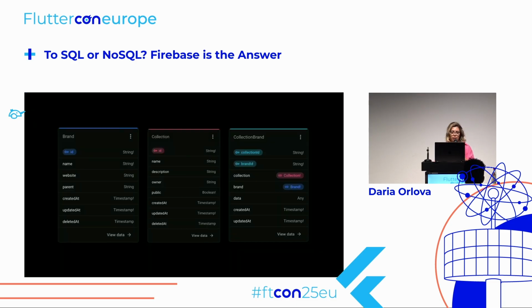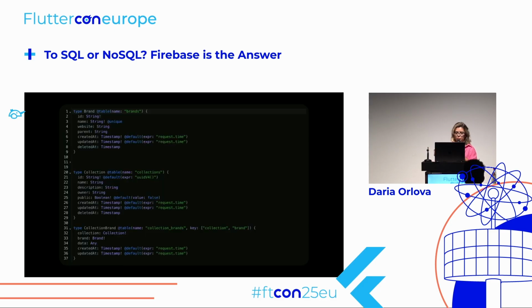This is the schema that we have currently in Bunny Search, which is related to brand and collections. We have a brand entity, which has some fields like name, website, parent, ID, obviously. Same for collection. And then we have a collection brand, which is a brand that belongs to a collection. This is an important one. And in this collection brand, we have a data field, which is of type any, but actually is a JSON blob. And this field will be important later on when we discuss some edge cases.